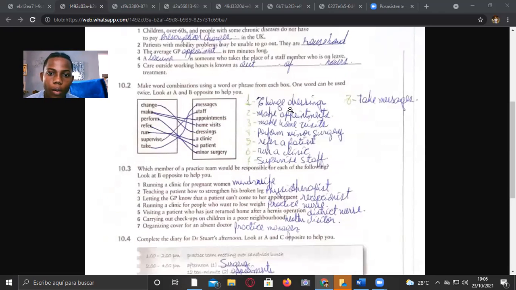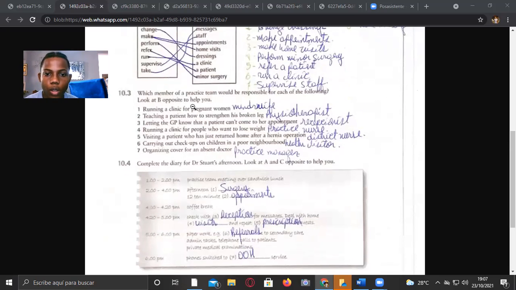Make word combinations using a word or phrase from each box. Change dressing, make appointments, make home visits, perform minor surgery, refer a patient, run a clinic, supervise staff, take messages. Which member of a practice team would be responsible for each of the following? Look at B opposite to help you.